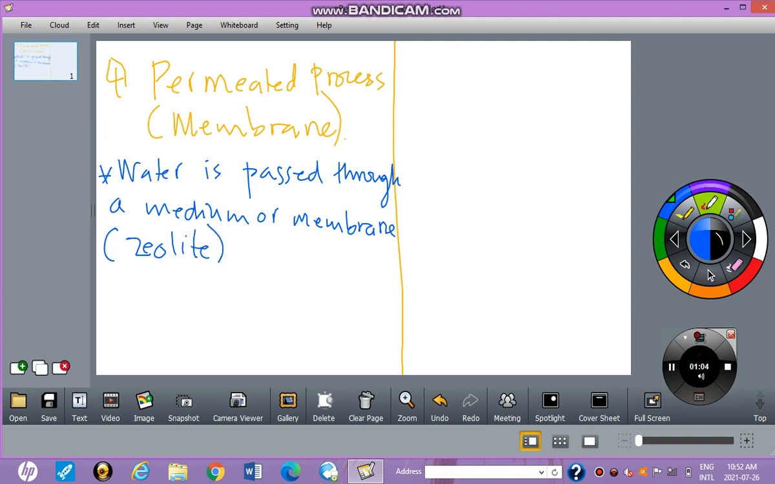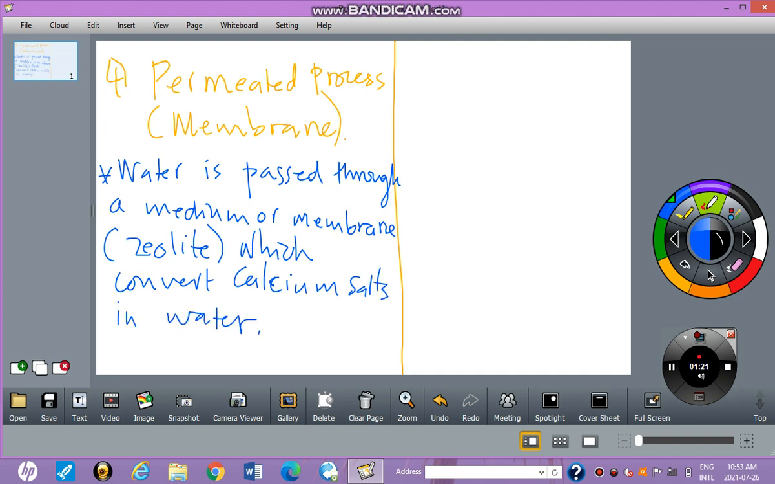Which we refer to as zeolite, which converts or filters calcium salts in water. Under membrane, we have so many membranes that we use. What happens with membrane again? It filters out also. Let me write another statement.